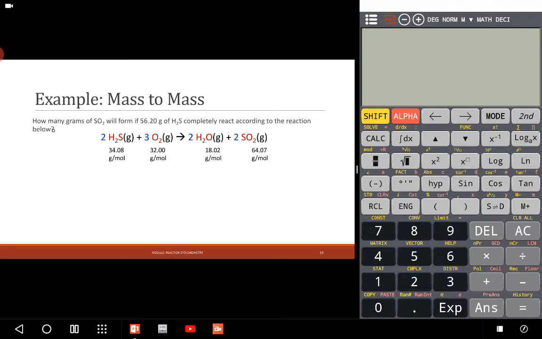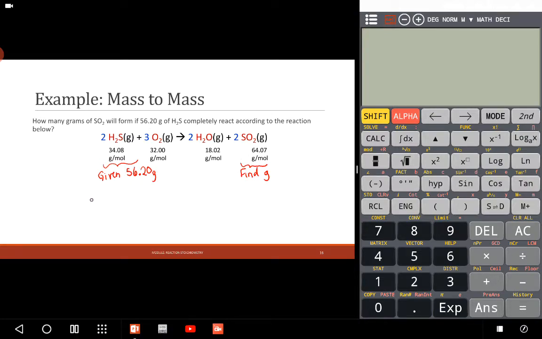So here's an example. It says how many grams of SO2 will form if 56.20 grams of H2S react. So we're asked to find grams of SO2, given 56.20 grams of H2S. I identified where I'm starting and where I'm ending on this balanced chemical equation using these labels down here to remind myself that these are different substances, and so I'm going to need to get into moles so that I can compare the two.